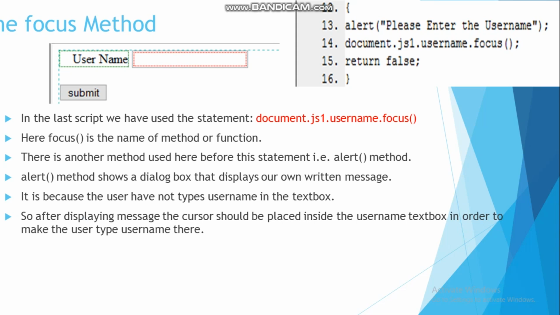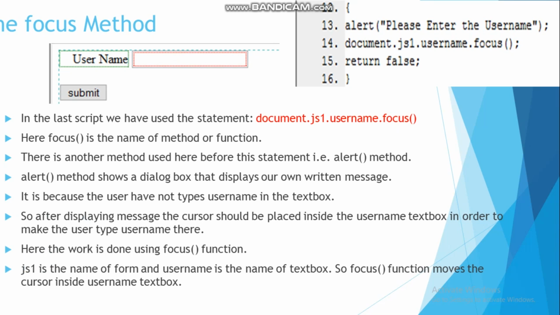So after displaying message, the cursor should be placed inside the username text box in order to make the user type username there. So after pressing OK, the cursor will move to username text box. Here the work is done using focus function. js1 is the name of form and username is the name of text box. So focus function moves the cursor inside the username text box. Focus is, remember, inbuilt function of JavaScript.